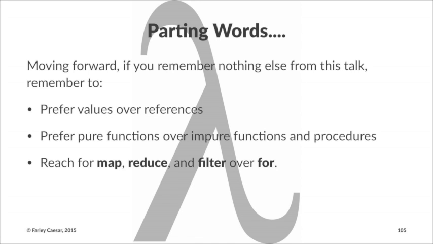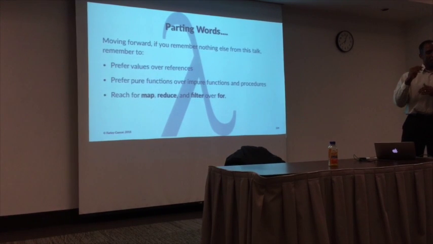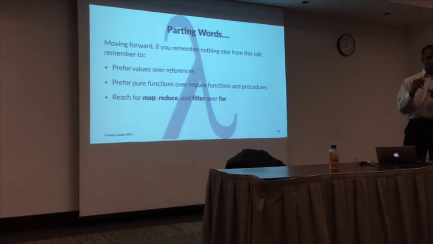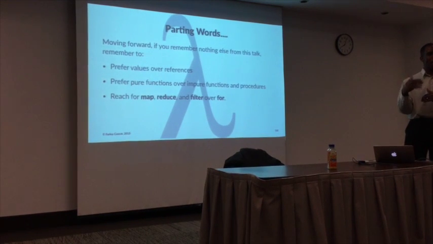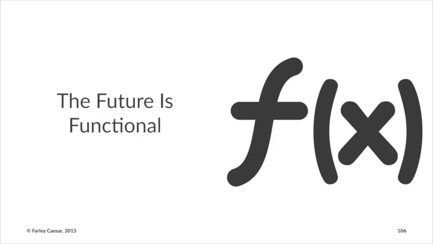And there's sometimes where you'll see a for loop, a standard thing I'm doing, and you'll think, okay, Farley said look for map, reduce, and filter, so I'm going to try that. And you'll see, well, I don't know quite how to apply it, but if you think a little bit, it'll come. And when it comes, it's kind of like a revelation. So my contention is that the future is functional, and thank you.